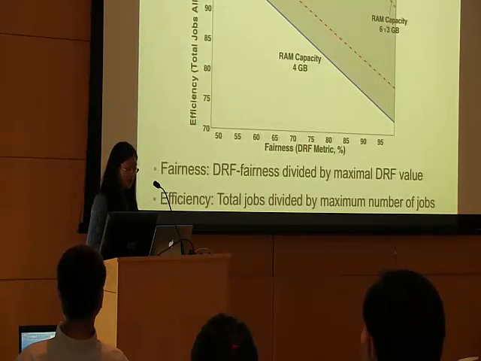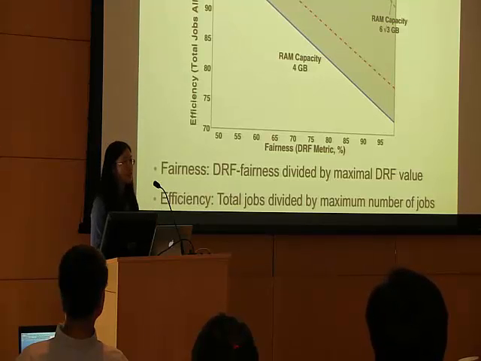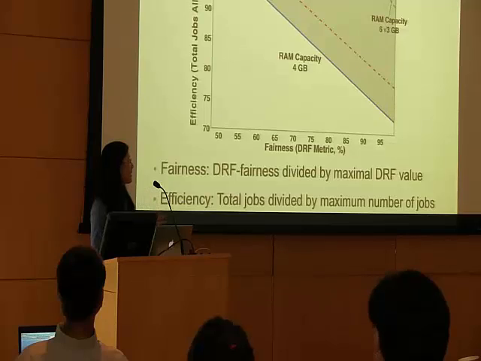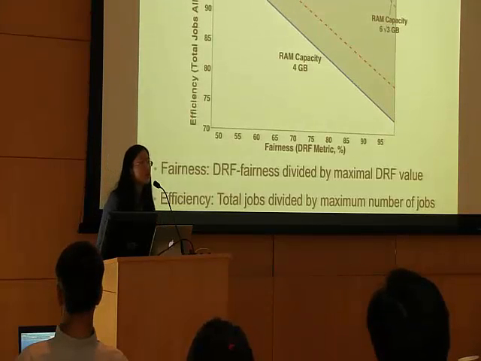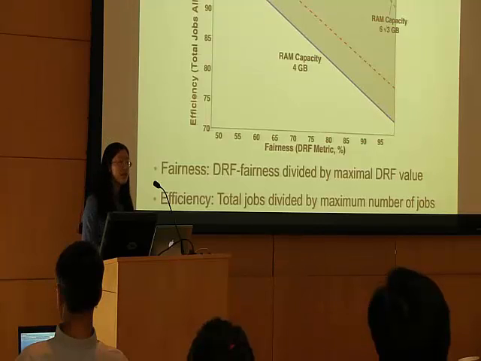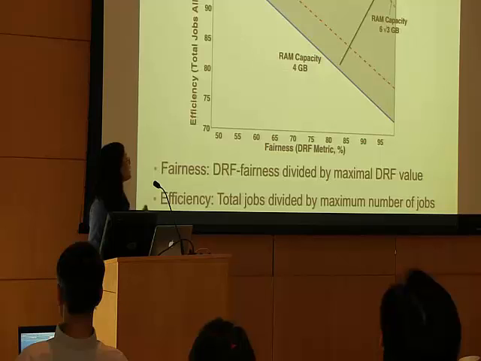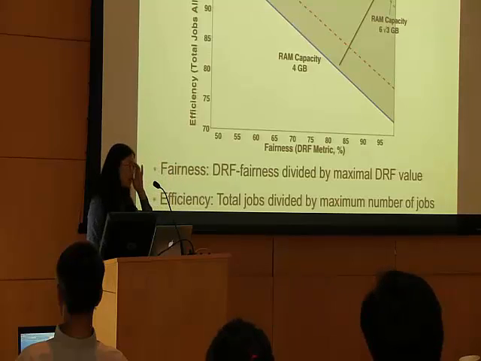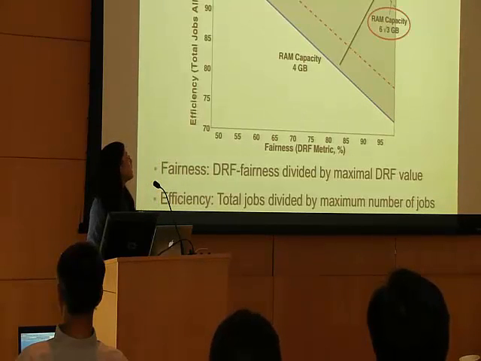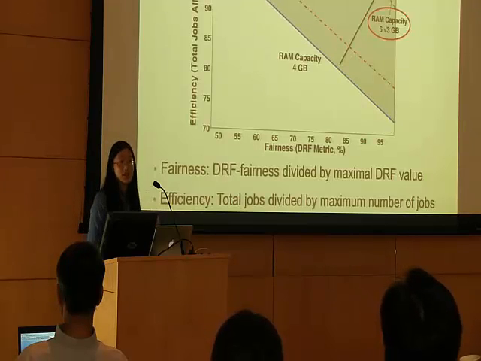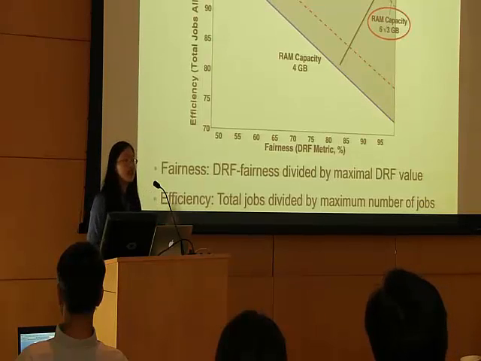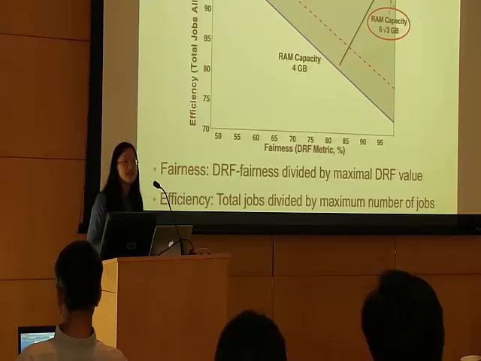So now if we look at the trade-off between fairness and efficiency, we can get graphs like this. This is for the same example. On the x-axis, I've plotted the percent fairness, which is the fairness as measured by dominant resource fairness divided by the maximum DRF value. Same for efficiency on the y-axis. So again, I just vary the capacity of the second resource. And you can see that as you increase this from 4 gigabytes, the trade-off curve moves towards the upper right corner. And if the capacity is exactly 6 root 3 gigabytes, then the resource requirements line up exactly right, and you get 100% efficiency and 100% fairness at the same time. So there's no fairness efficiency trade-off.